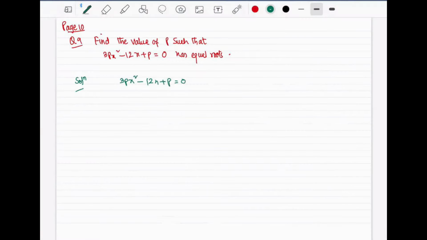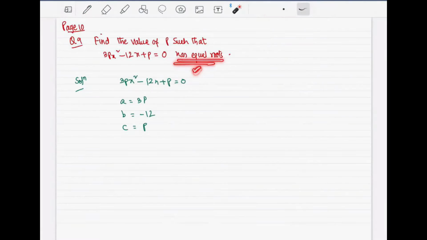First things first, you just need to find out a, b, and c. What is a? A is the coefficient of x squared. There is a 3p in front of x squared. That's the coefficient, right? So a will be 3p. How much is b? B is what is in front of x. There is a minus 12, so b will be minus 12. C will be how much? C will be the constant term. That will be p. What's the condition?